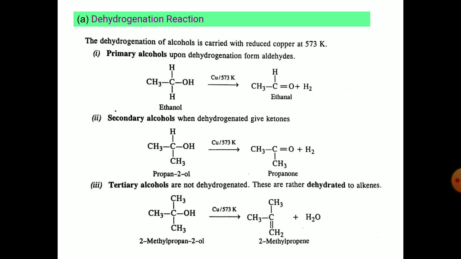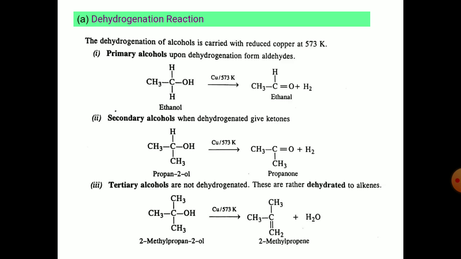Then we shall discuss the dehydrogenation reaction. The dehydrogenation of alcohol is carried out with reduced copper at 573 Kelvin. That means 300 degrees centigrade. When alcohols are treated with copper catalyst at 300 degrees centigrade, then a hydrogen molecule is removed, that is, two hydrogen atoms of the alcohol will be removed to give the product.